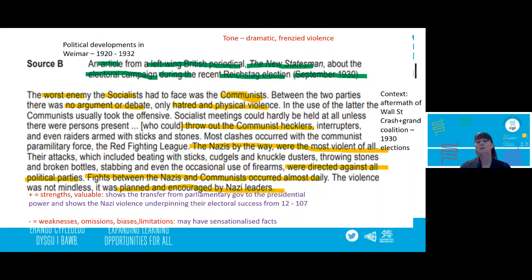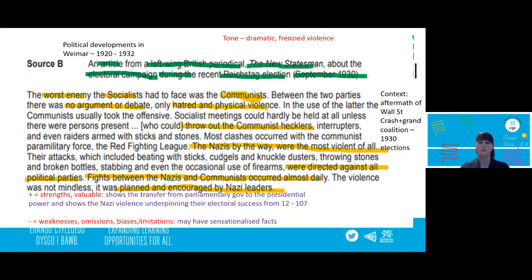And obviously, you put it into context. At this time, you've got the aftermath of the Wall Street crash, the Grand Coalitions, and the 1930 elections. Mentioning all these things that were going on at this time would help the examiner to know that you knew your stuff and you knew what was happening at this point.